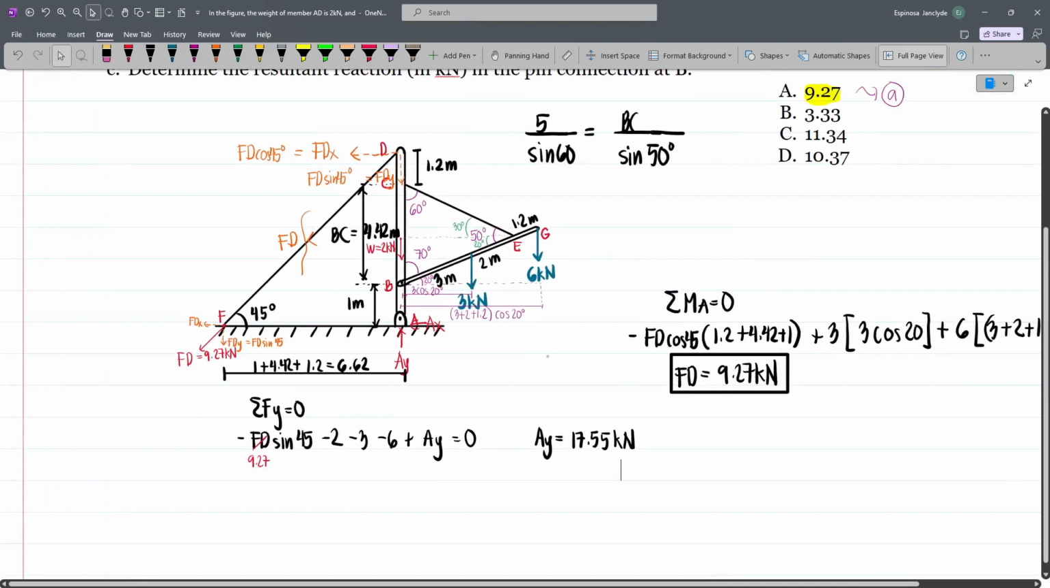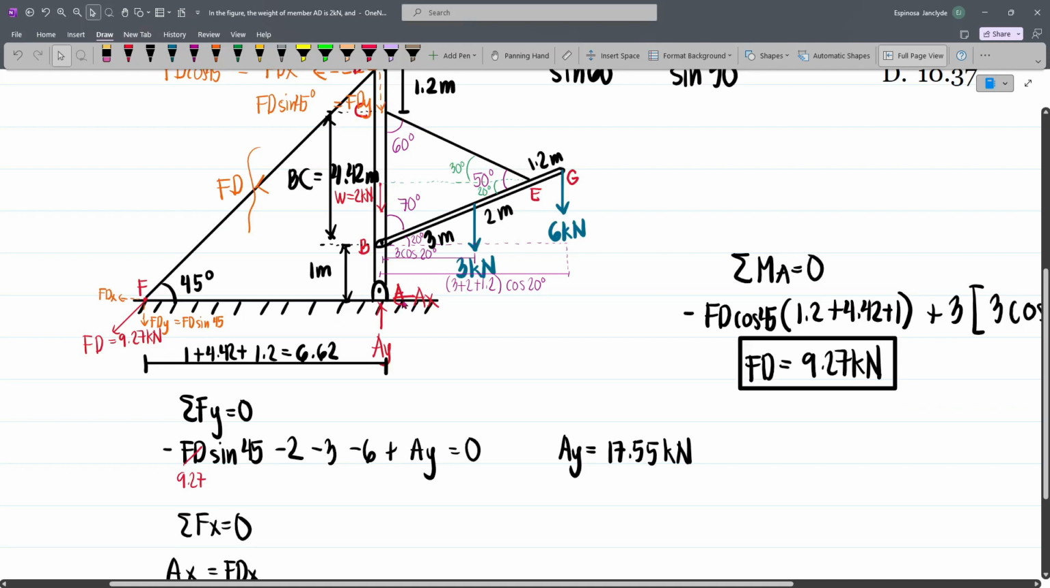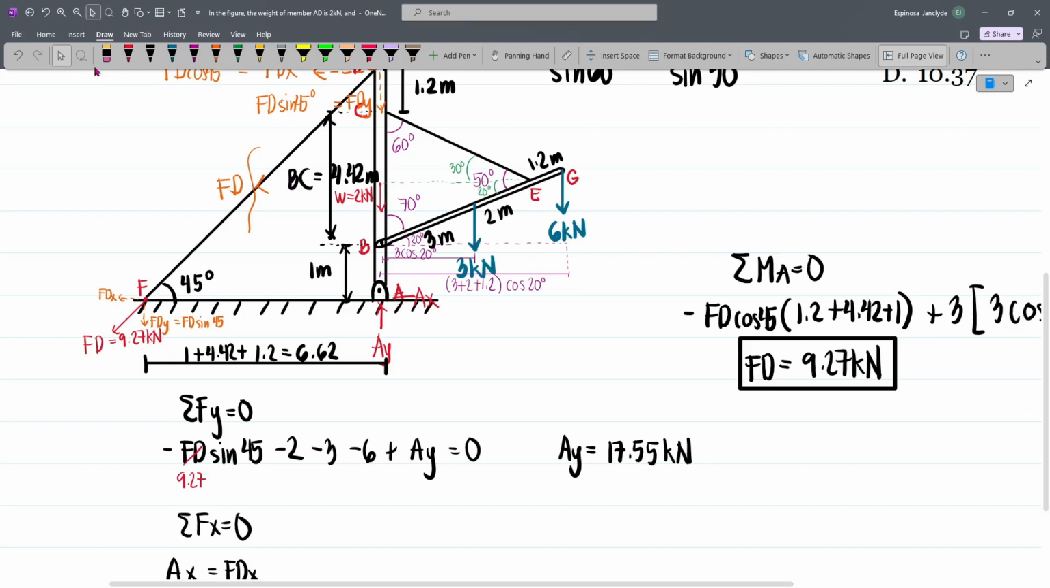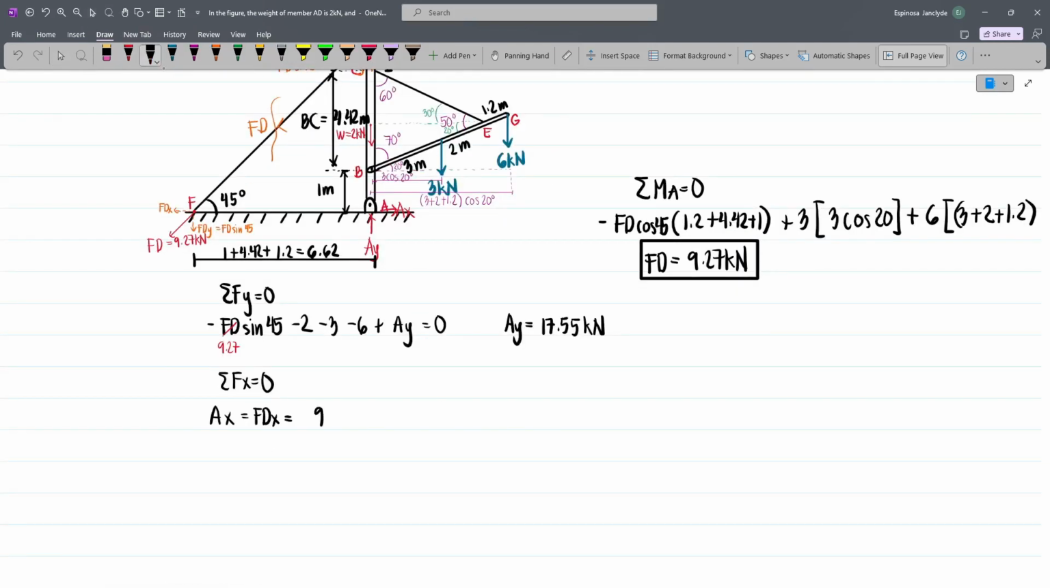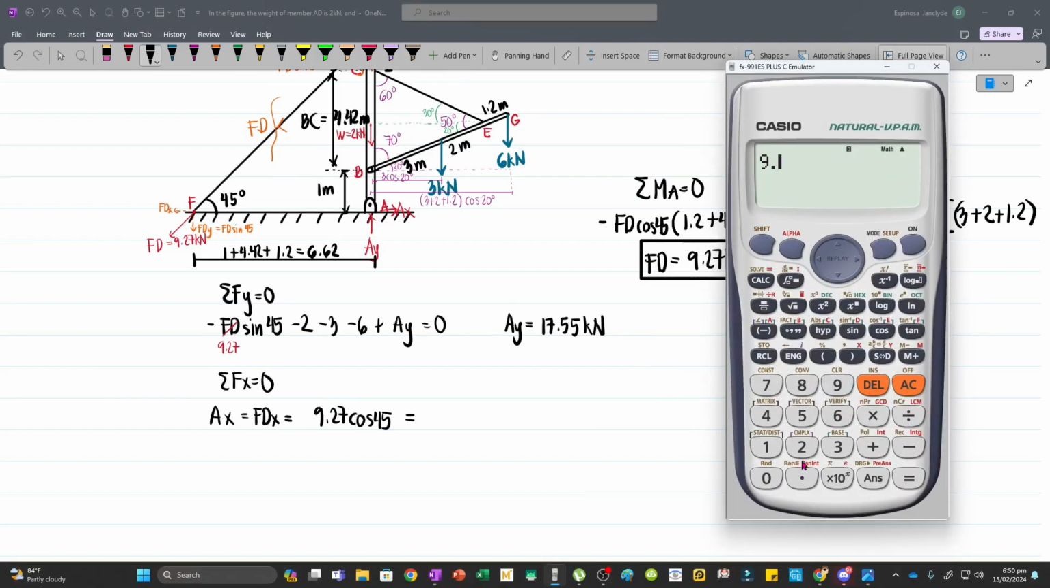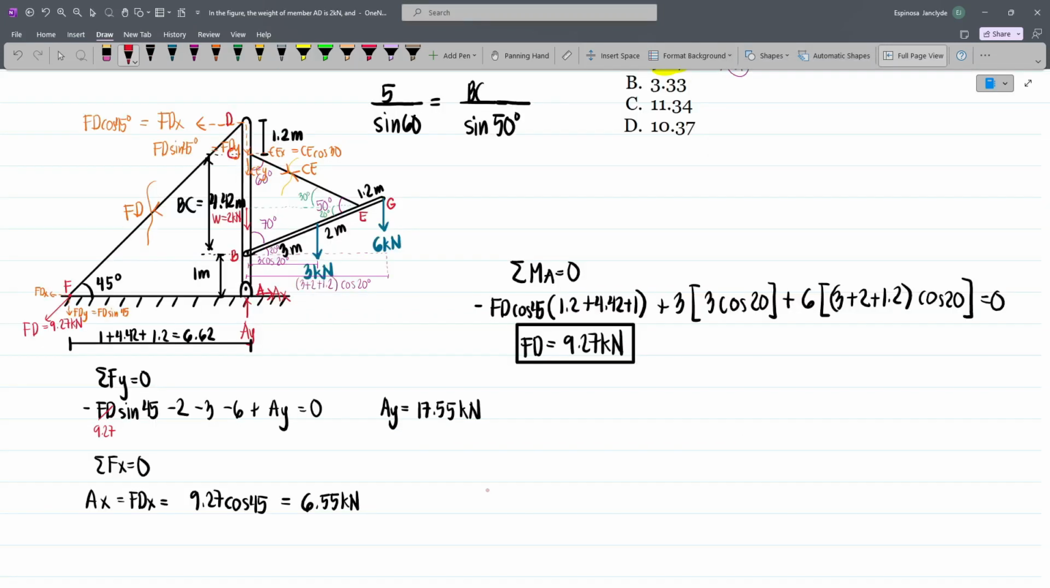And then summing up forces horizontal, masosolve na natin yung AX. Now, since externally, ito lang yung horizontal force natin, our AX will just be equal to FDX. However, this will act sa opposite direction. So this is actually going to the right. And so this is 9.27, which is our FD, and then cos 45, para makuha natin yung X component. And so this is 9.27 cos 45, that will be 6.55. And so now, i-consider na natin yung member AB.